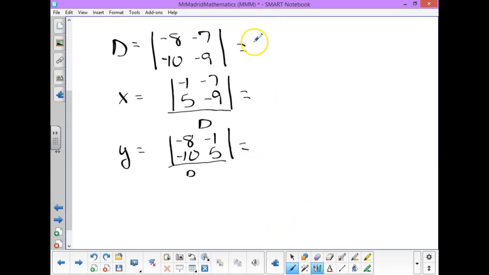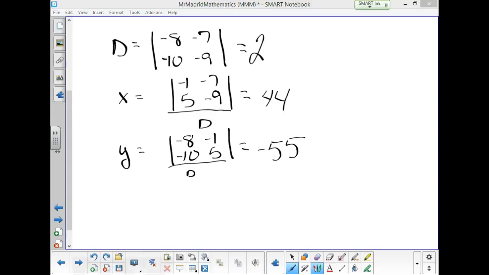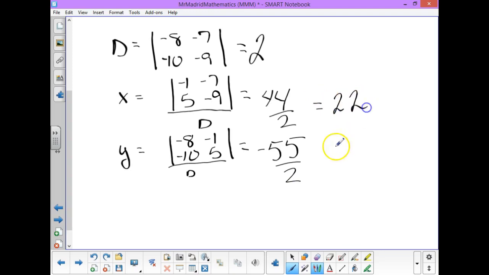Let's log that in there. I'm just writing them down here. The calculator said 244 and negative 50, so I got them right. So this one's done. I'll put this one over 2 and this one over 2. This is 22, and this is negative 27.5. This is your x and y coordinates.